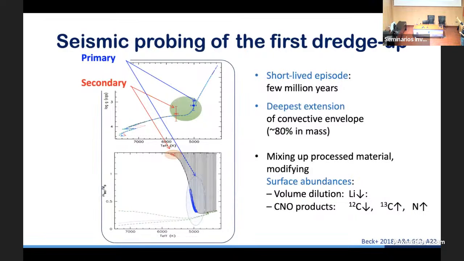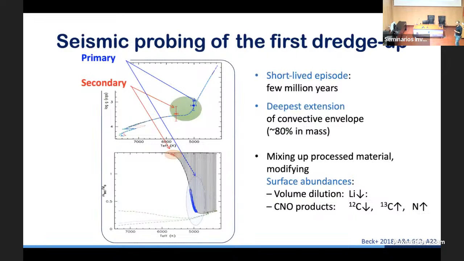And in this phase where we have this knee, what happens in the stellar structure is that the convective envelope is eating itself into its maximum penetration. About 80% of the mass of the star is convective. And what happens is that a lot of material is mixed. You have dilution effects, you have mixing effects. And a little later, even the nuclear processed material from the main sequence phase will be mixed up. So you have a very particular pattern of changes.